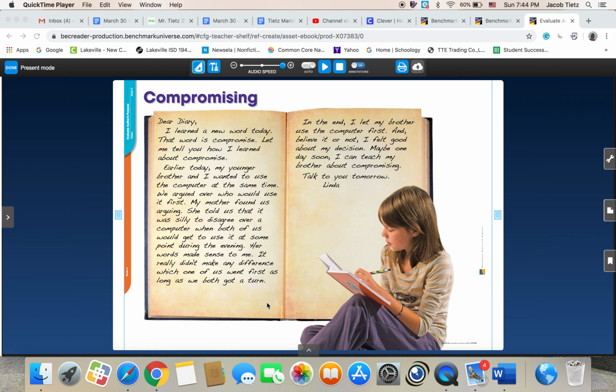Her words made sense to me. It really didn't make any difference which one of us went first as long as we both got a turn. In the end, I let my brother use the computer first. And, believe it or not, I felt good about my decision. Maybe one day soon I can teach my brother about compromising. Talk to you tomorrow, Linda.